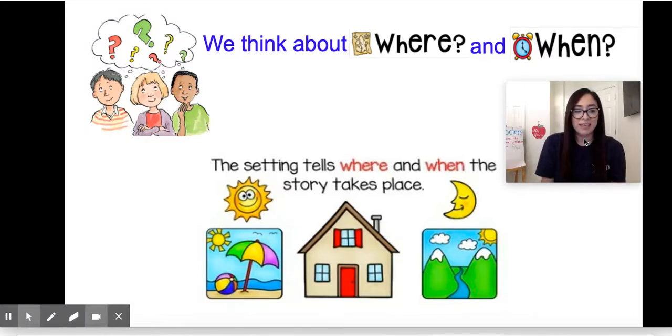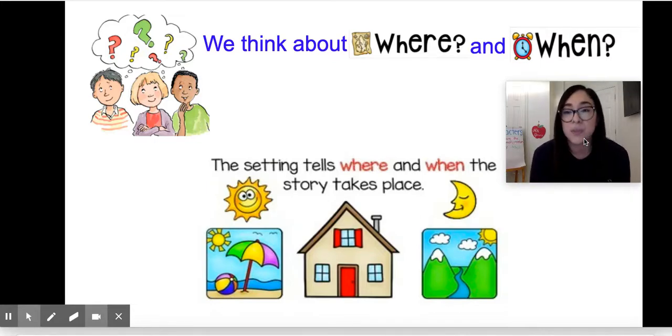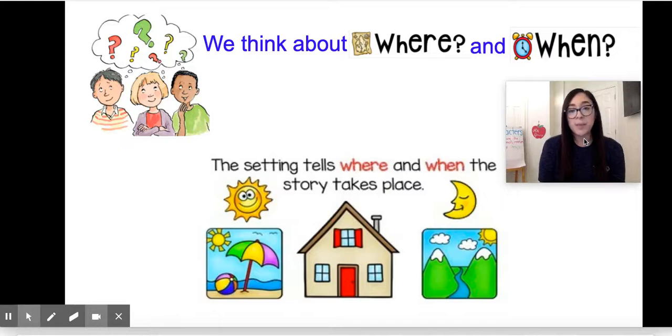What is a setting? The setting might be a hot, sunny day at the beach, a house, mountains. It might be a forest in the nighttime. Okay, the setting is the time and the place of the story. Okay, always remember it's not a person, it's not an animal, it's the time and place of the story. The place might be a school, a house, a park, a jungle. The time might be daytime, nighttime.